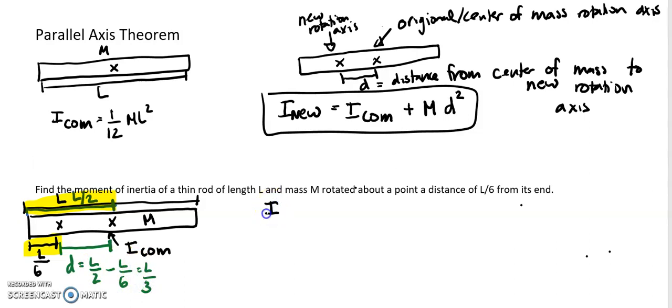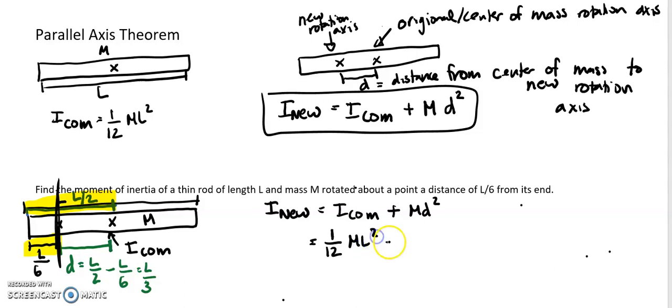So we know our equation: the moment of inertia we want to find about this point right here is the moment of inertia about the center of mass plus md squared. So the moment of inertia of this rod about its center is going to be 1/12 mL squared plus md squared, and we said d was L over 3. And again, it's not L over 6, it's L over 3, because it's the distance from your new rotation axis to your center of mass.